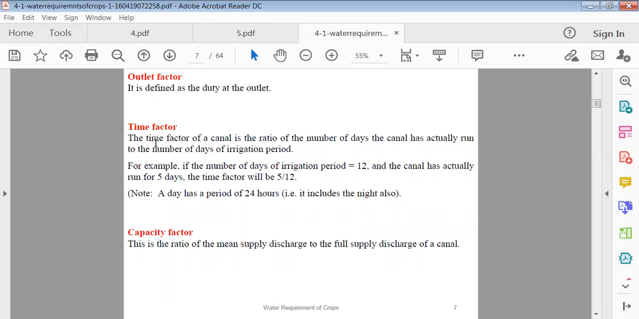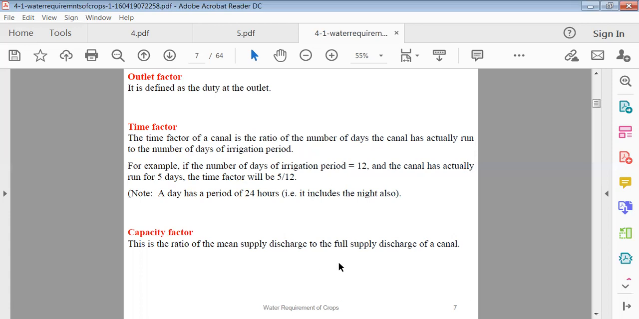Then time factor. Time factor is the ratio of the number of days the canal has actually run to the number of days of the irrigation period. It means the water which has actually been transported through the canal, to the number of days of the irrigation period.